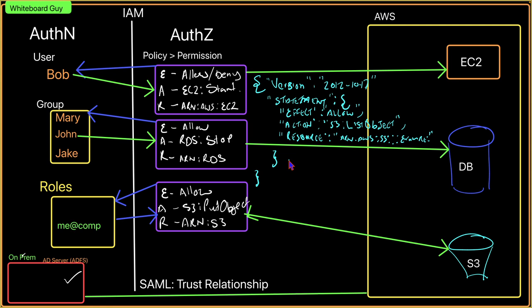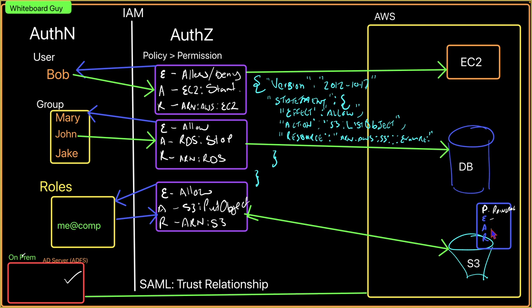Now, there's another place that we can also add a policy, and this would be a resource-based policy. What we spoke about with Bob, Mary, John, Jake, and the roles are identity-based policies. We could add a different type of policy. For instance, on this S3 resource, we could add the E, the A, and the R. And then what we will add on top of that is a P for the principal. This principal could be Bob, Mary, John, or Jake.